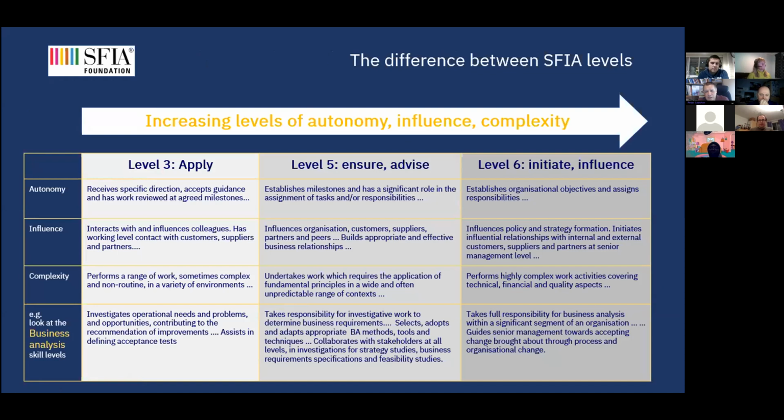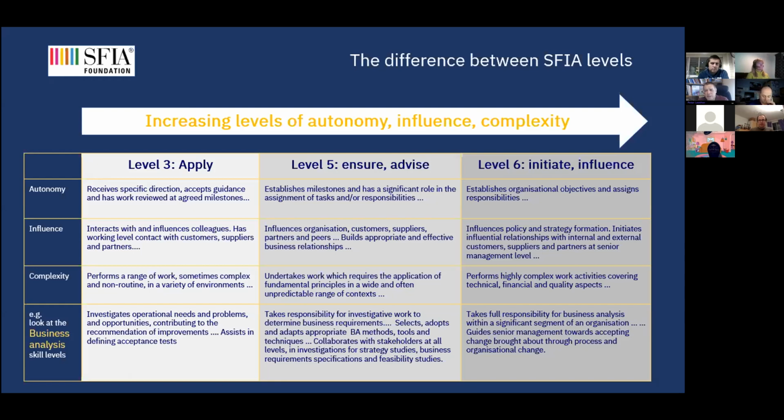And what I've tried to highlight here, I'll just work through a couple of examples, but if we looked at autonomy, so we're going from level 3 to level 5 to level 6, so increasing levels of autonomy. At level 3, what Sophia says, and I've just picked out the highlighted, it's not everything, but at level 3, they're receiving specific direction, accepting guidance, and has their work reviewed at agreed milestones. At level 5, I've missed out level 4 just because I wanted to show the breadth of coverage, but level 5 talks about establishing milestones and a significant role in the assignment of tasks or responsibilities. And then level 6, we're now working at an organizational level, so establishing organizational objectives and assigning responsibilities.